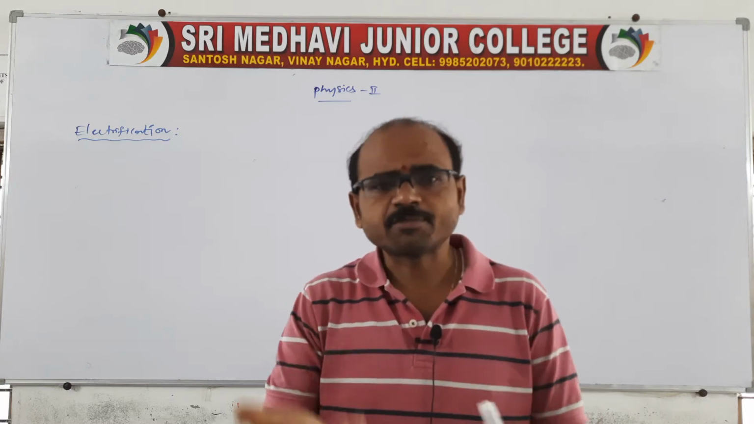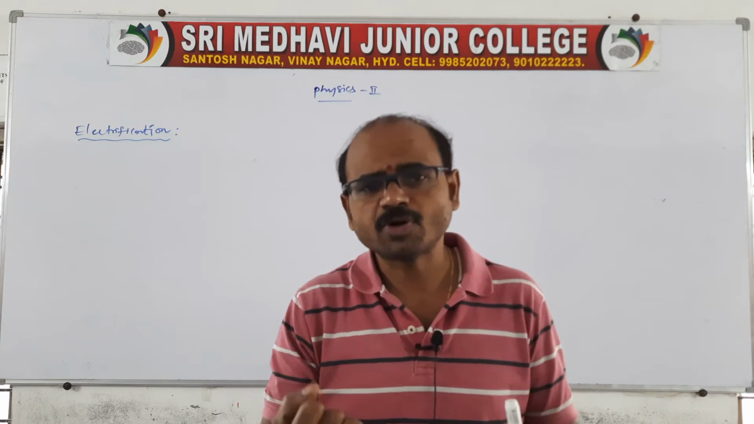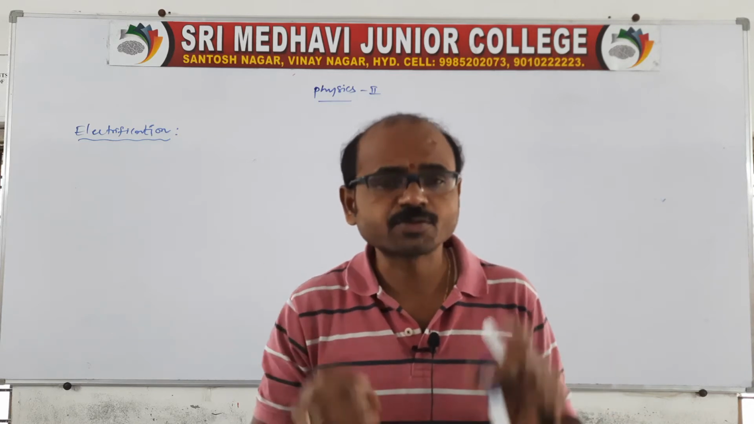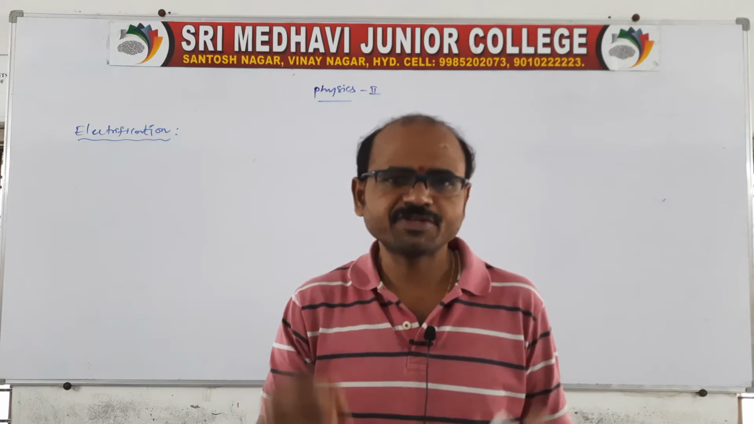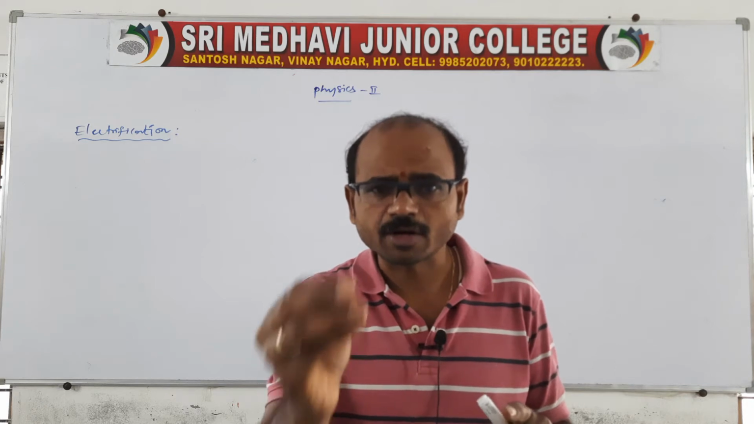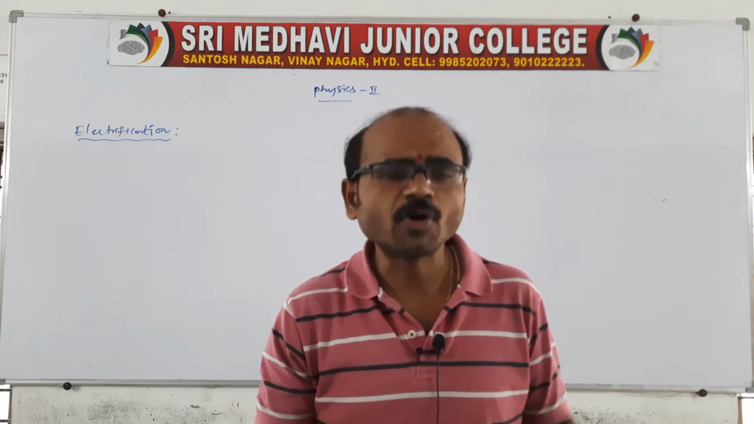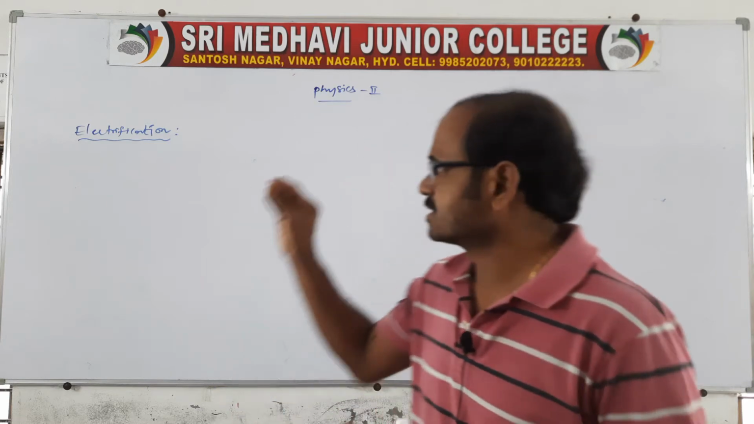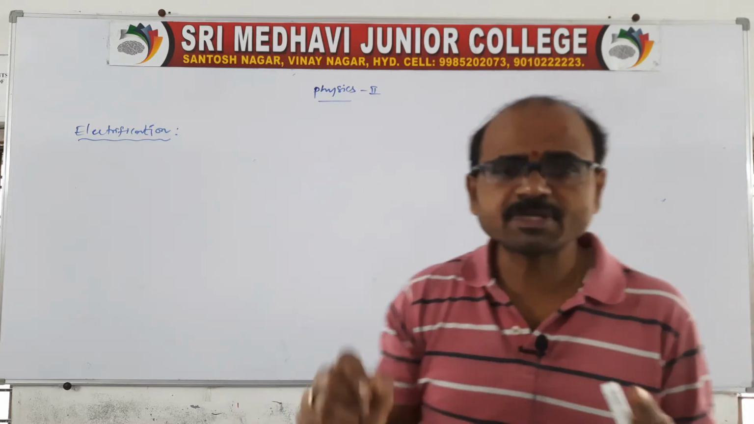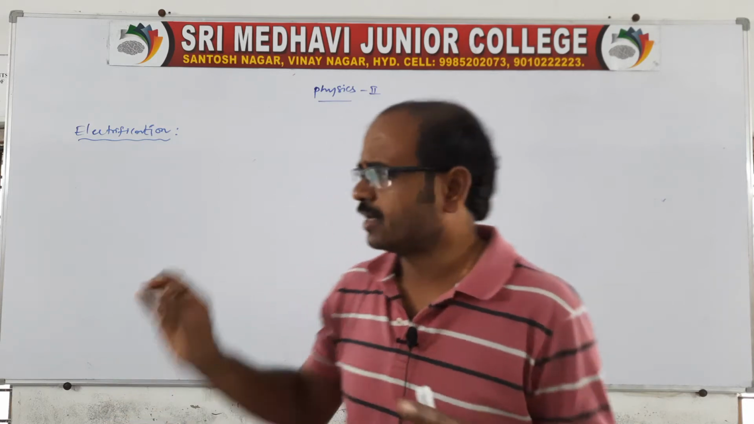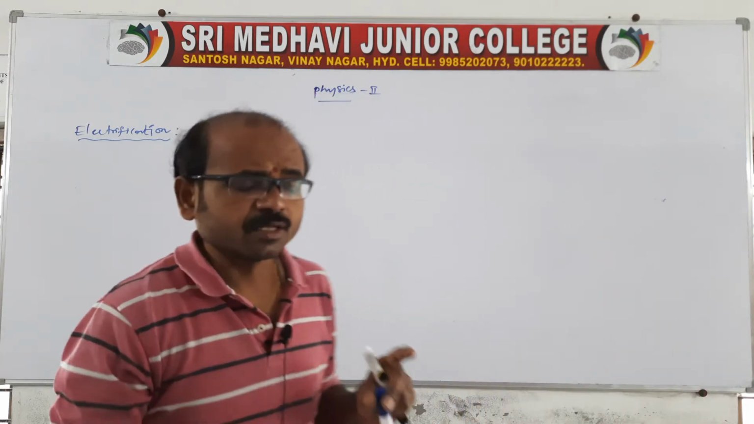Suppose we remove charges from the body. When charges are removed, we call it positively charged, because there is a deficiency of electrons, a deficiency of charges. That is the process of adding or removing charges from the body, and we call it electrification. This is the method of electrification, and in this method the body can be charged.